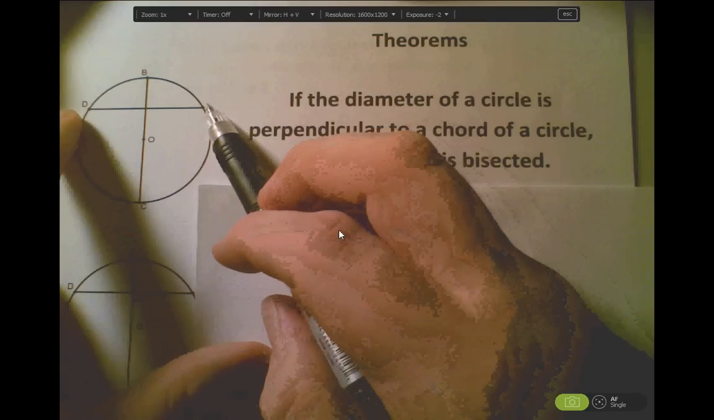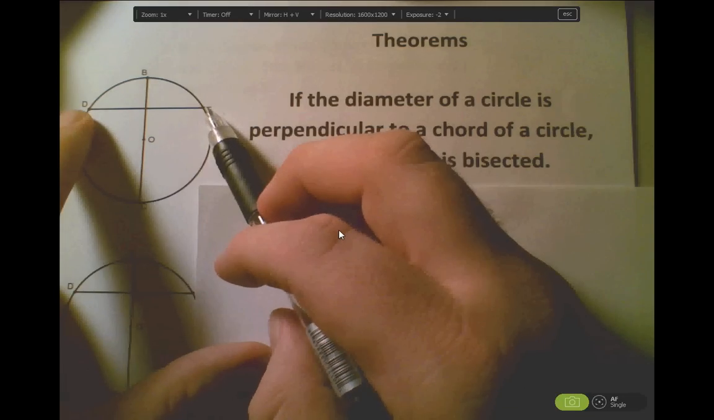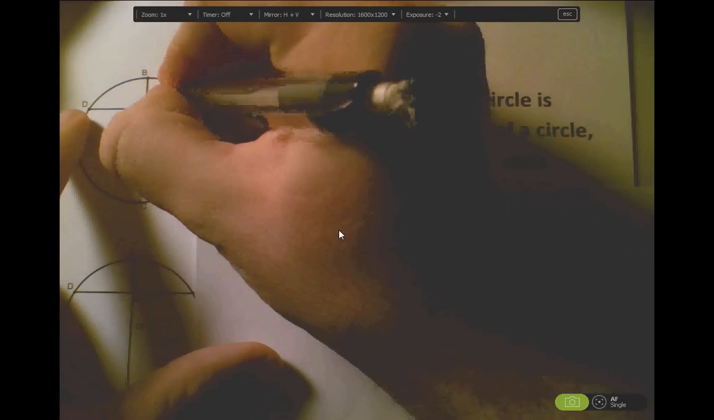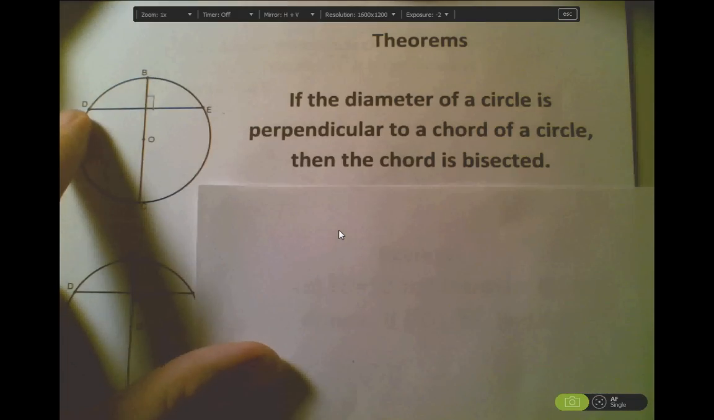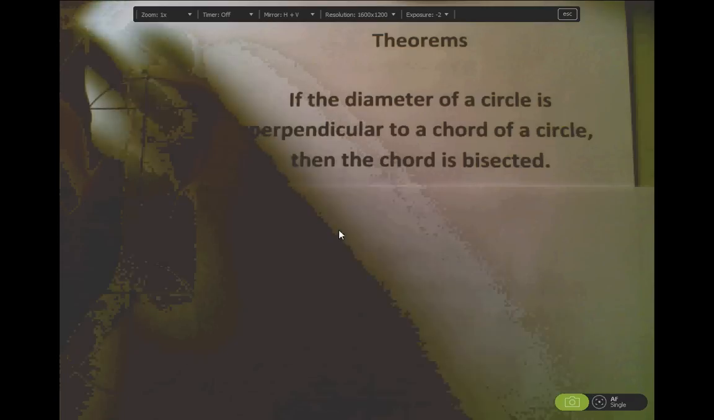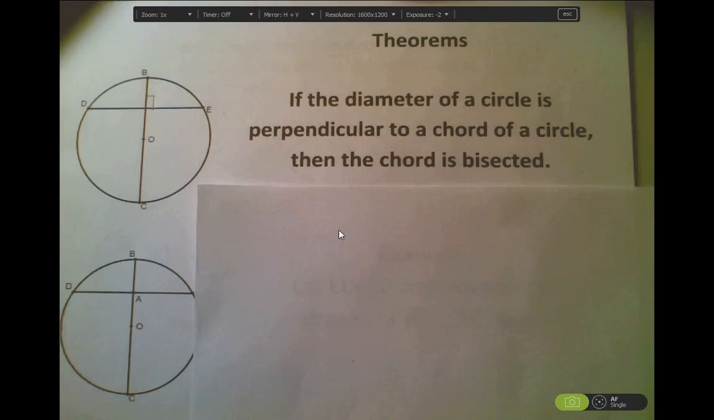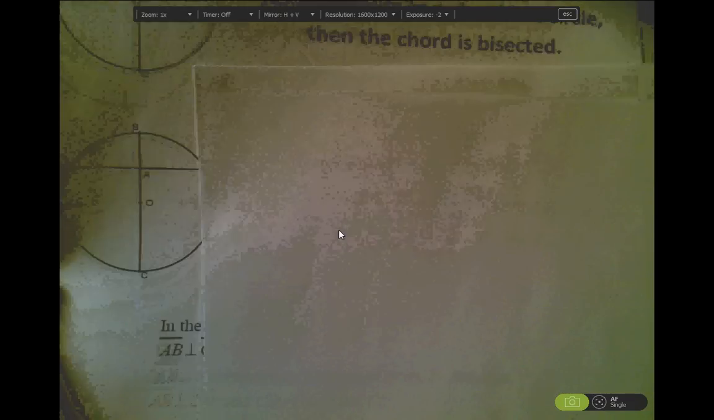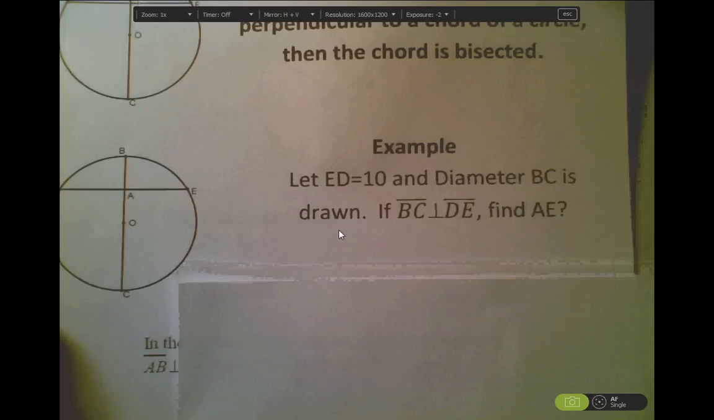So DE is going to be cut in half by BC because BC, the diameter, is perpendicular. Okay? Now, in this case, we're going to work on a couple problems with this theorem. The first one I'm going to work by myself, and then I'll let you guys do some work by yourself.